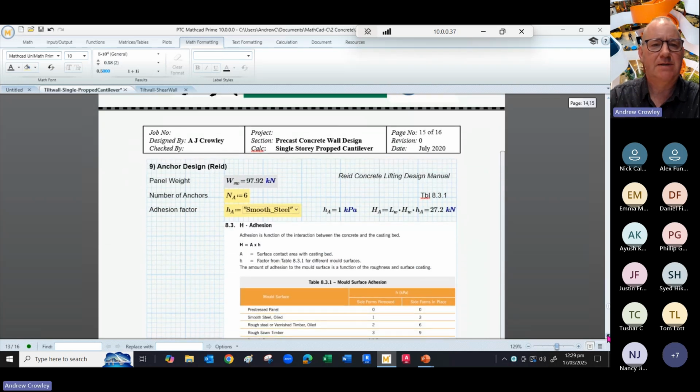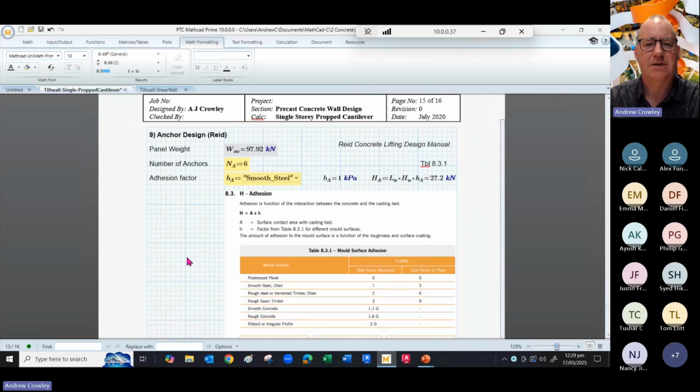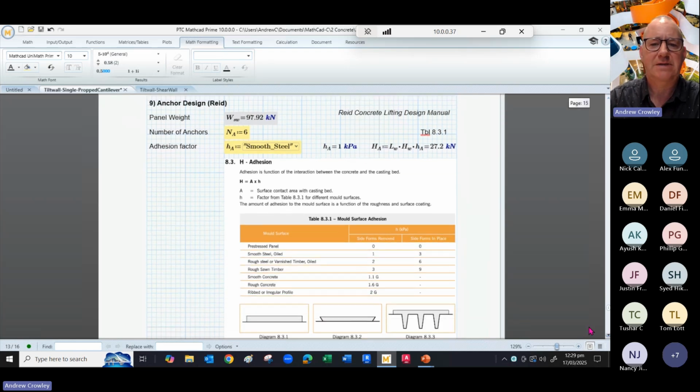Now let's look at the anchor design. And again, normally it's the precast concrete manufacturer that will do the anchor design, but we can have a quick look at the Reed Concrete Lifting Design Manual. So we've got our panel weights and we've chosen the number of anchors as 6 for our purposes. And the reason we've done that is because the anchors are not particularly strong. Face anchors are not particularly strong.